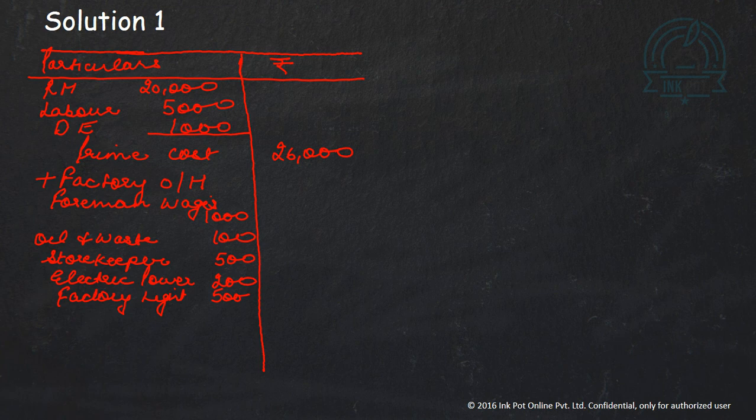Then we had factory rent 2,000. Next is repairs. We had repairs of plant 500 and repairs of machine 200. So total repairs are, repairs of machinery is 1,000. Let me correct it. 1,500. Right. So I'll continue on this side.